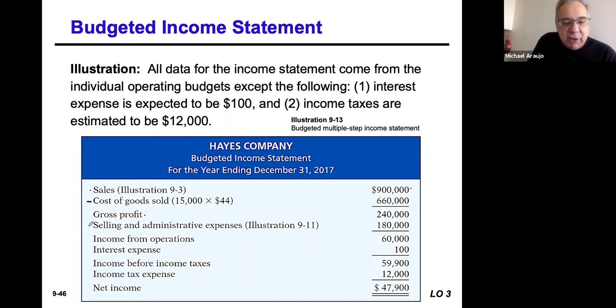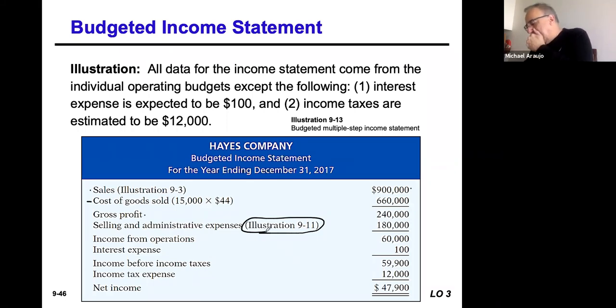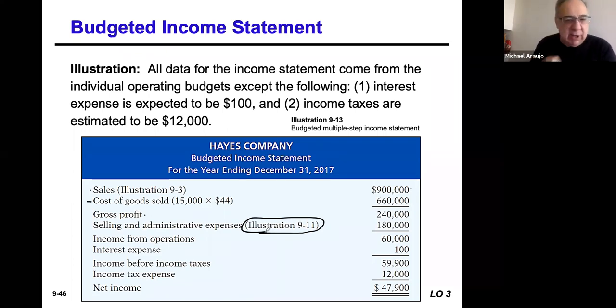Our selling and administrative expenses, say it's $180,000. This comes from the selling and administrative expense budget, which if you go to illustration 9.11 on page 374, you'll see the total selling and administrative expenses are given to us as $180,000. So that's why we subtract that out. That gives us our profit or income from operations.